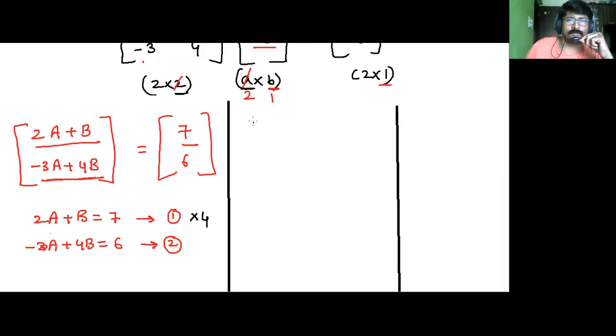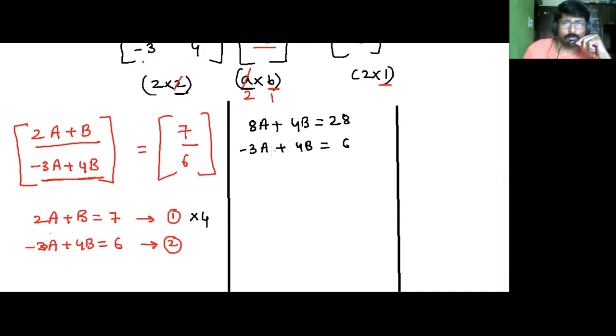4 into 2A will become 8A plus 4B is equal to 4 7s are 28. And this will happen: minus 3A plus 4B is equal to 6. Now, if they are the same sign, 4B and 4B, what we'll have to do? We'll have to subtract. So, subtract equation number 2 from equation number 1. If I'm subtracting, I need to change the sign. This negative 3 will become positive 3. This positive 4 will become negative. This positive 6 will become negative. Isn't it? If I'm subtracting, negative will become positive.